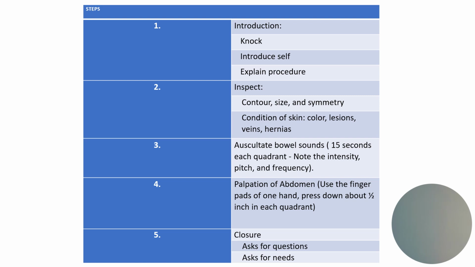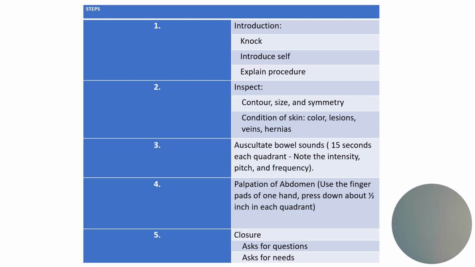Then we need to be sure that we auscultate those bowel sounds. Once again, we're listening for 15 seconds in each quadrant. Make sure that you note the intensity, the pitch, and the frequency of those bowel sounds. Then we're going to palpate the abdomen.